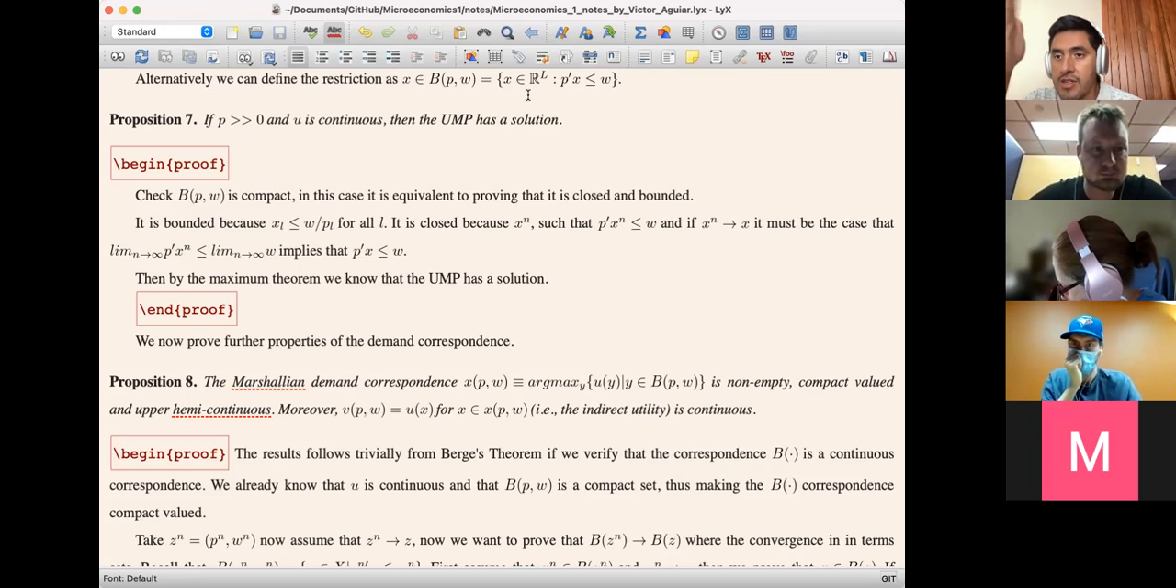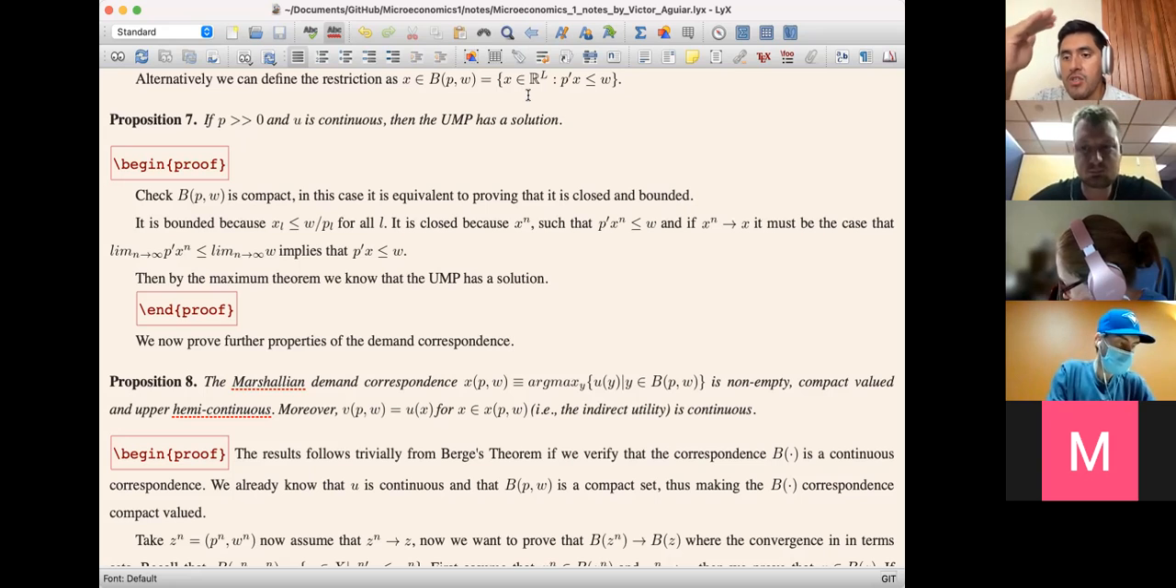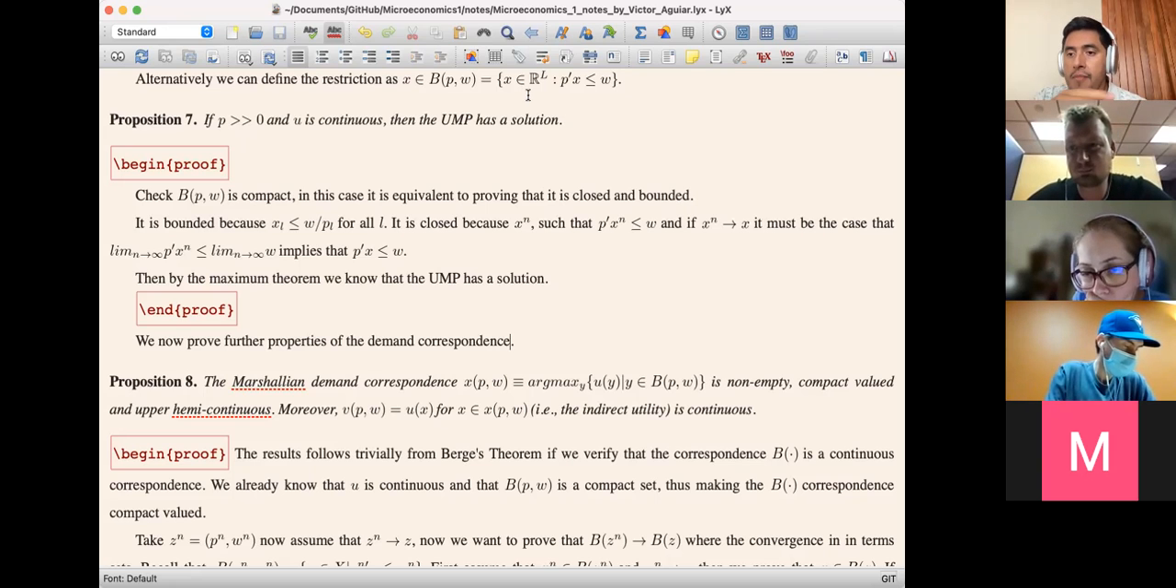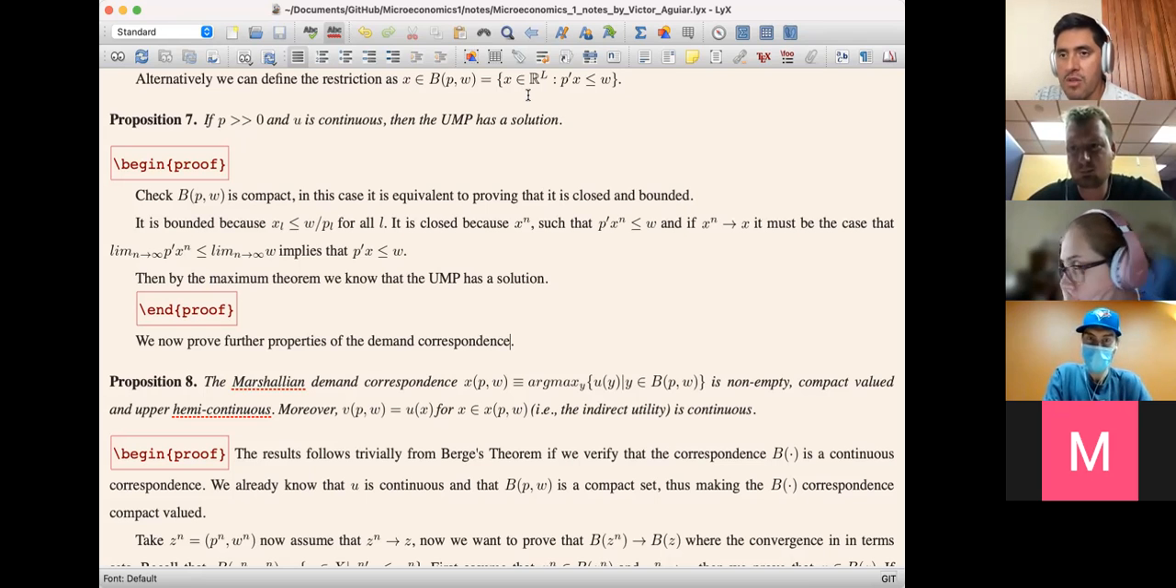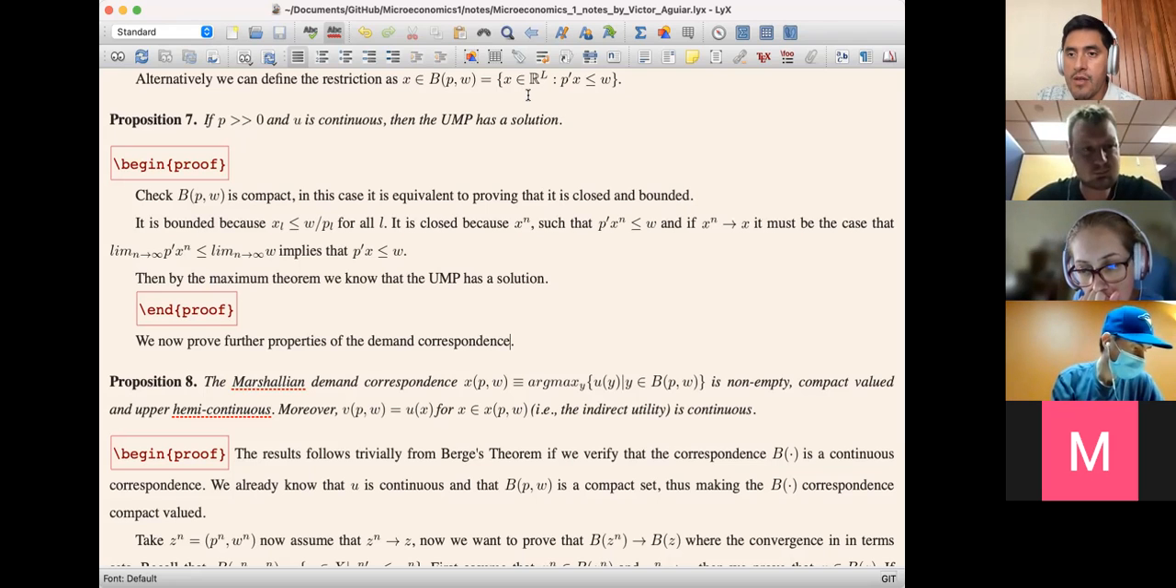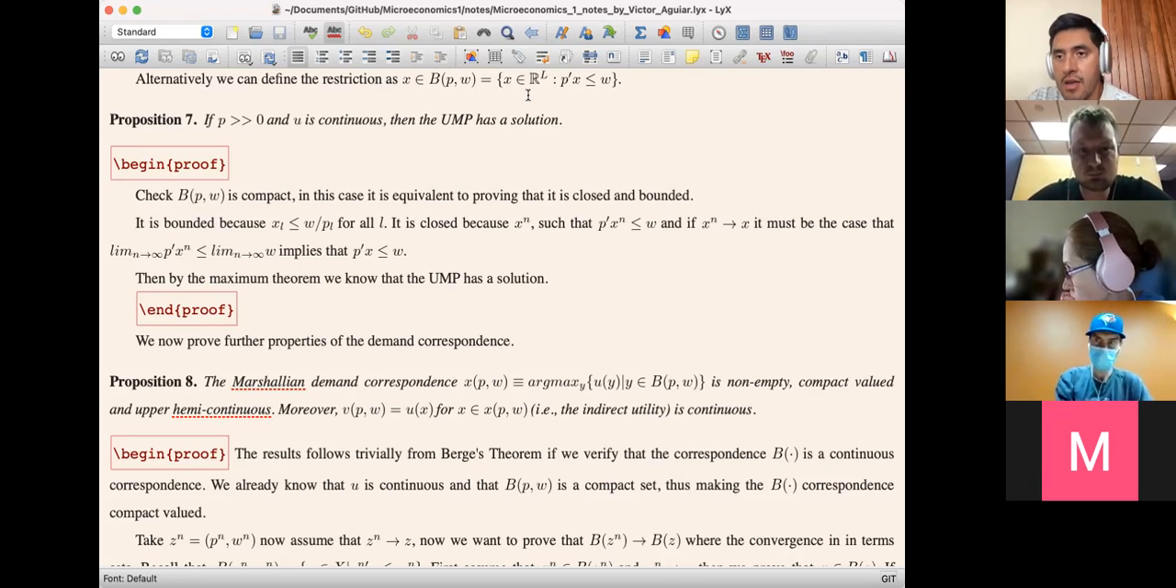Do you understand this, right? These are sufficient conditions. So imagine there is a problem where my budget constraint is not closed or not bounded, right? Then a solution may or may not exist. So these are sufficient conditions. In that case, you have to go to other tools to try to see if there is a solution to your problem. Okay, so that's something you have to do.